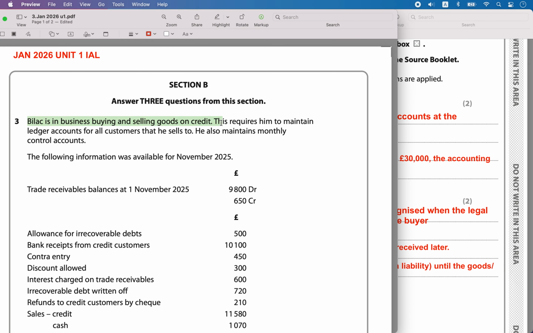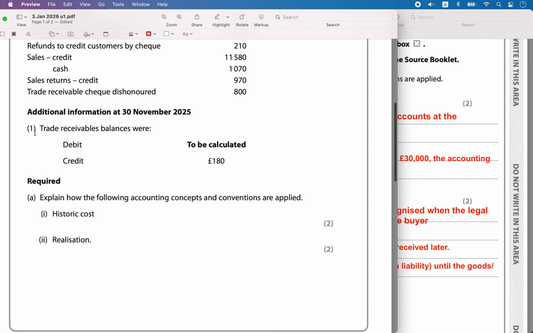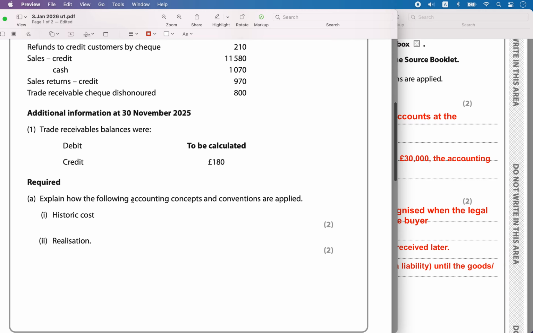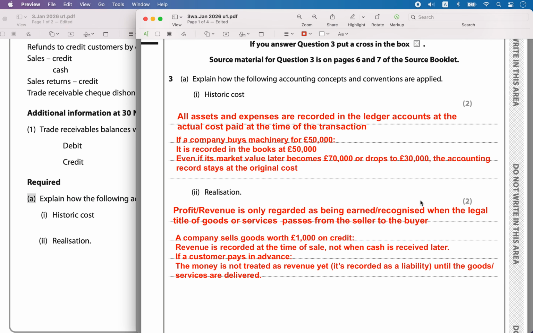This question is about a Bilac, who is in the business of buying and selling goods on credit. This requires him to maintain ledger accounts for all customers that he sells to. He also maintains monthly control accounts. So part A of the question asks whether his accountant knows the accounting concepts and conventions.